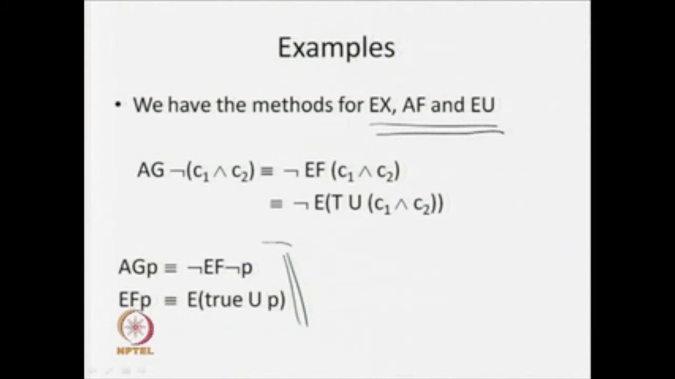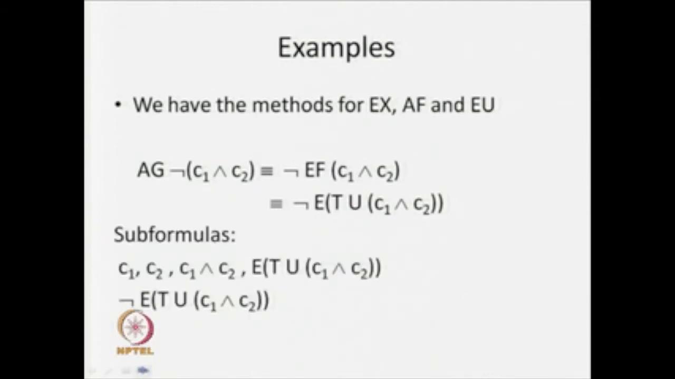So, I have used these two equivalences, AG P equals not of EF not of P, and EF P equals E true until P, and with their help I have converted the given CTL formula. Now you can see that we have this E until and this negation. So, we have the procedure for this E until, and we are going to use it to check whether this property holds in some states or not.